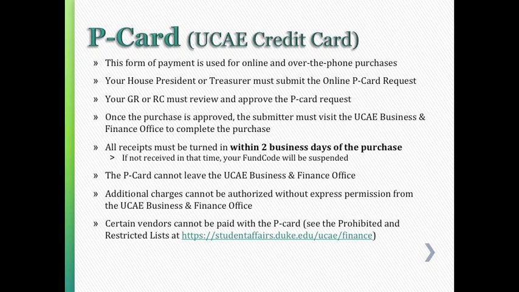To use a P-card, the president or treasurer will need to fill out the online P-card request. Your house GR or RC is required to review and approve all purchase requests. After the request is submitted and approved by your GR or RC and UCAE, the submitter must visit the UCAE business office to make the purchase.